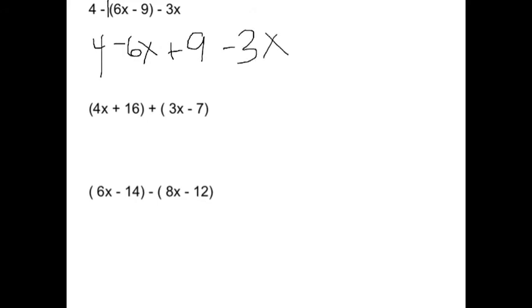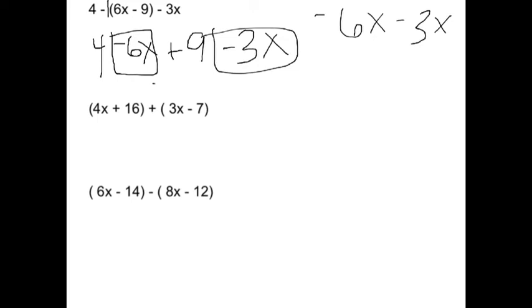From here I box and circle, and it's negative 6x and negative 3x. So negative 6x minus 3x is negative 9x. I have a positive 4 and a positive 9, which gives me a positive 13. Cannot put negative 9x and positive 13 together. I am done.